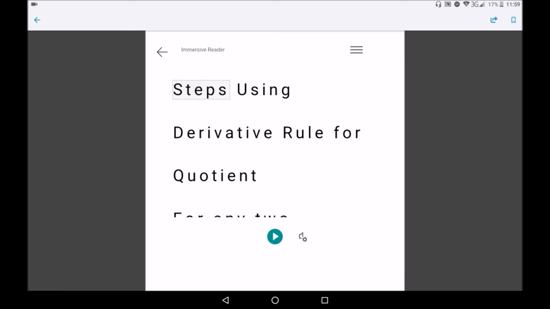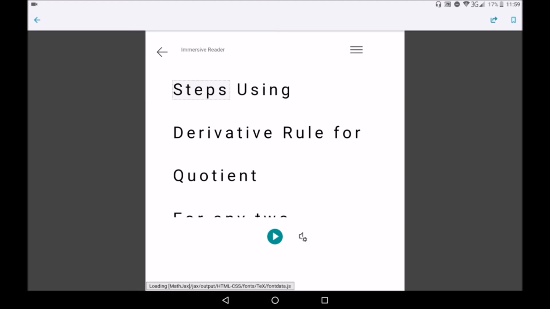So we basically need to remember the quotient rule, the derivative quotient rule. So we recall the quotient rule.